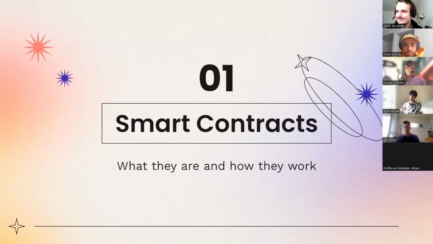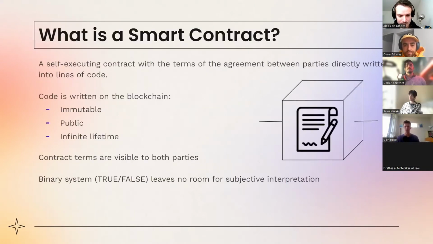So, smart contracts, that's why you're all here. I might get into what they are. In short, a smart contract is code that is written on the blockchain. This code basically comprises a contract where the terms of the agreement between the two parties are formally written into the code and posted on the blockchain for everyone to see. This makes it immutable, public, and gives it an infinite lifetime. And since this is written in code and not in English, it operates in a binary system where conditions to the contract are either met or they're not met, leaving no room for subjective interpretation. You can't half meet a condition when there's only a true or false output of the contract.